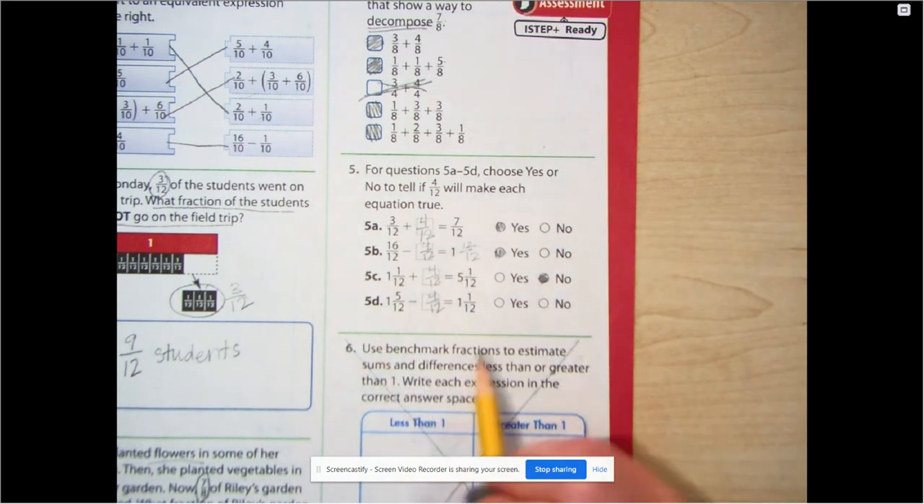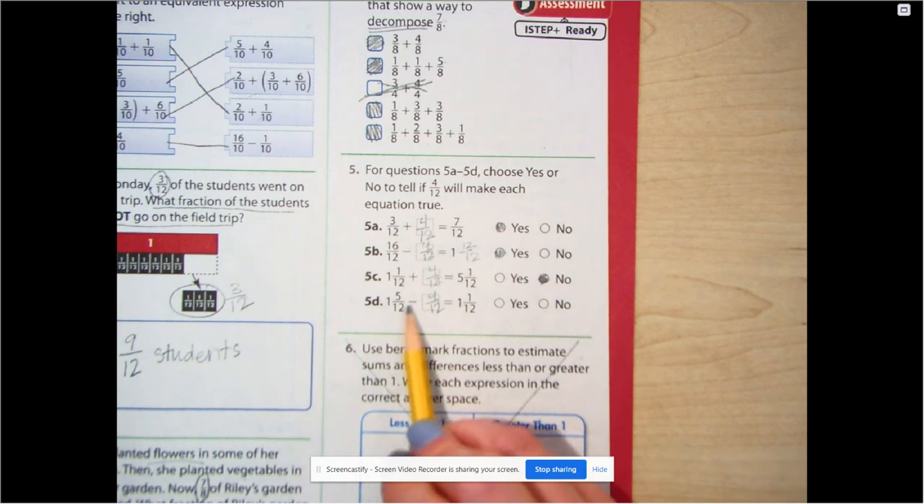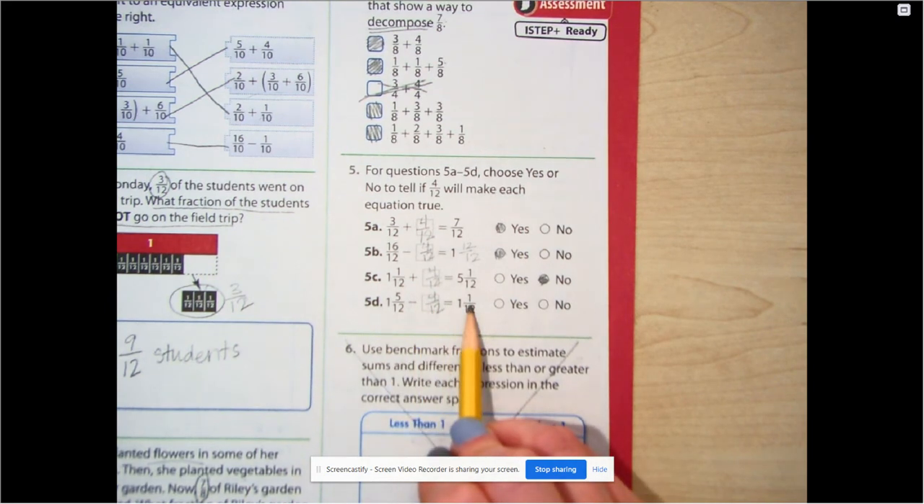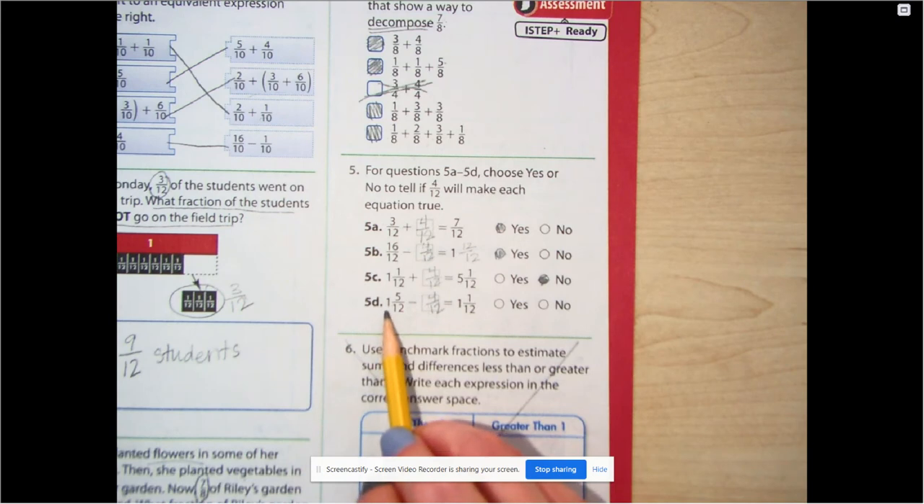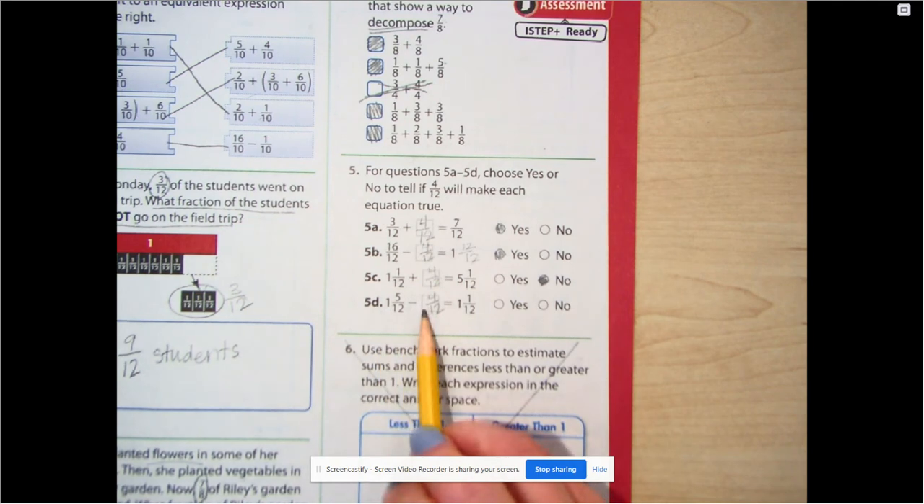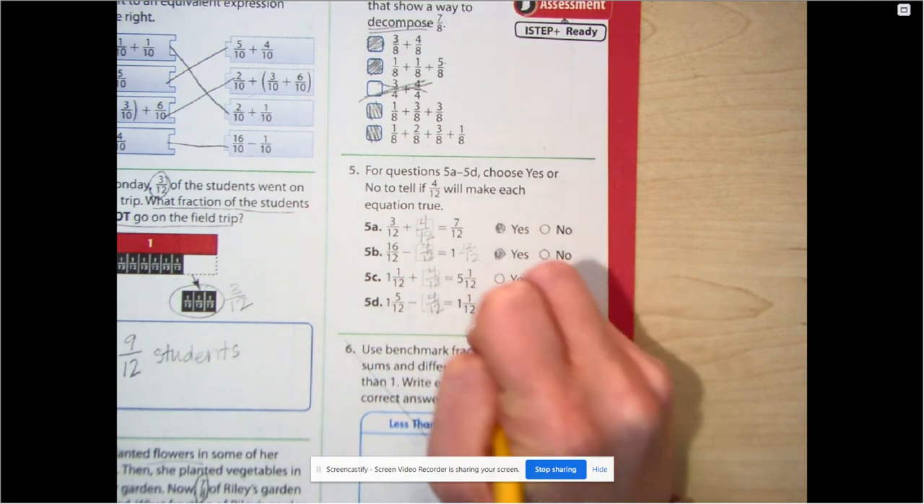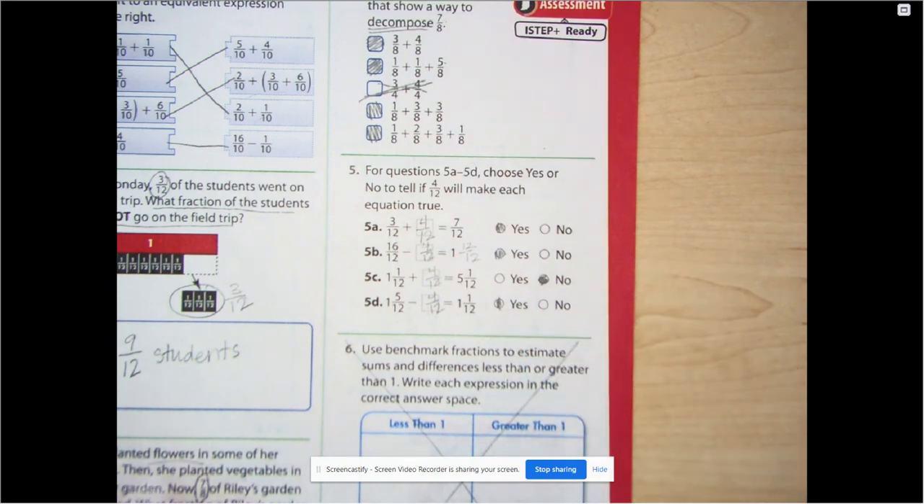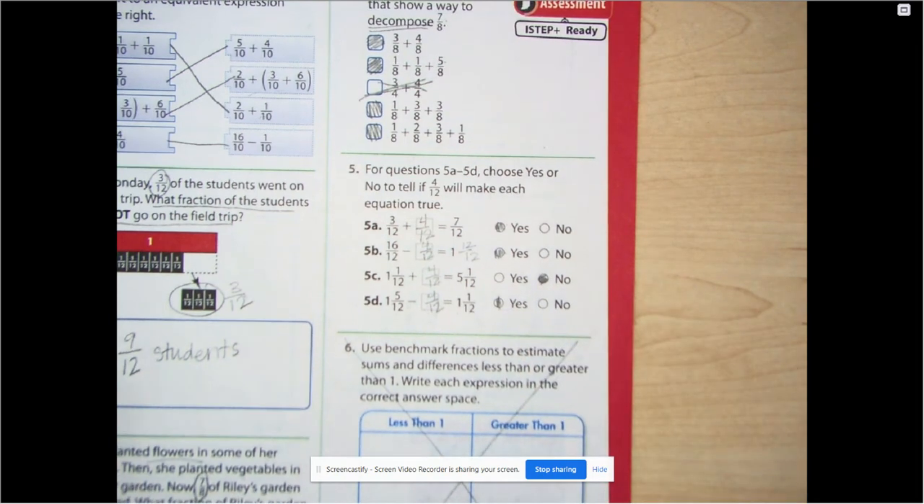How about 5D? 1 and 5/12 minus 4/12. Okay, let's subtract the fractions first. We can do that. 5 minus 4 is 1. And then let's subtract the whole numbers. 1, and there's no whole number over here, but that's okay. We can do that. 1 minus 0 would give us 1. So here's your pattern. Yes, yes, no, yes. How'd you do? Okay, that is it for the front side. This is all I wanted you to do on the front side.